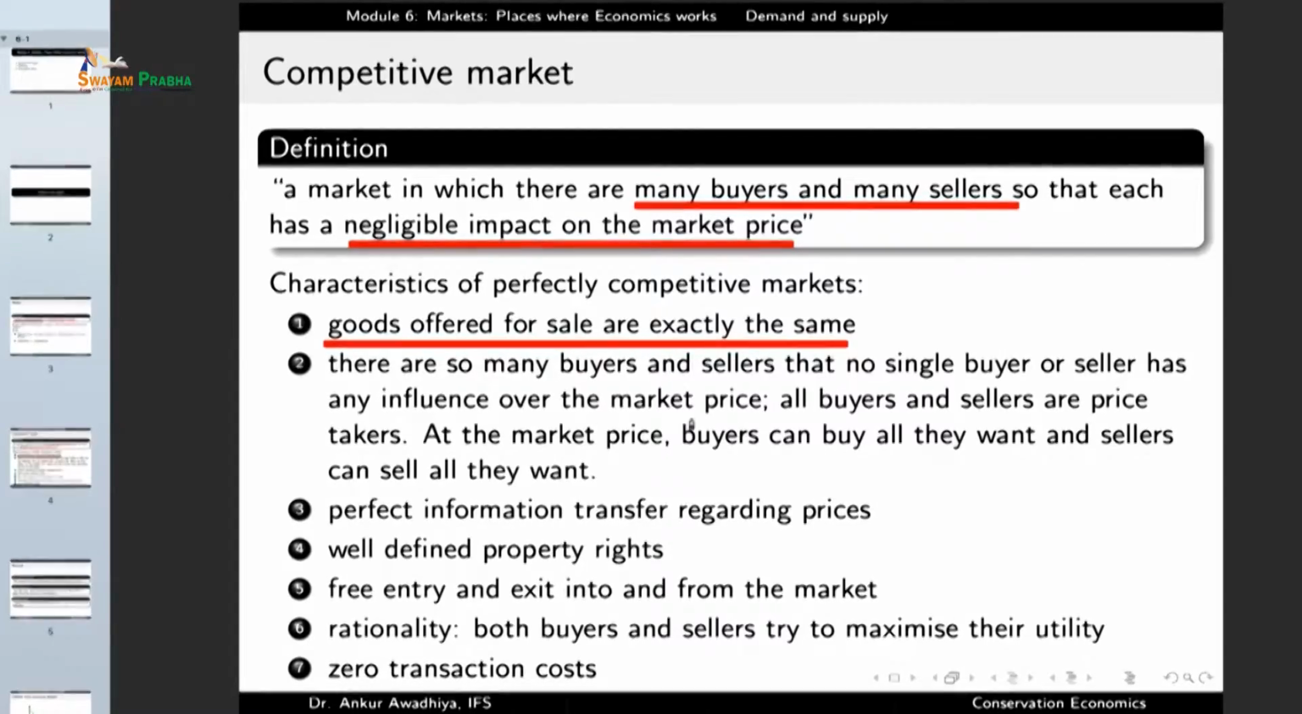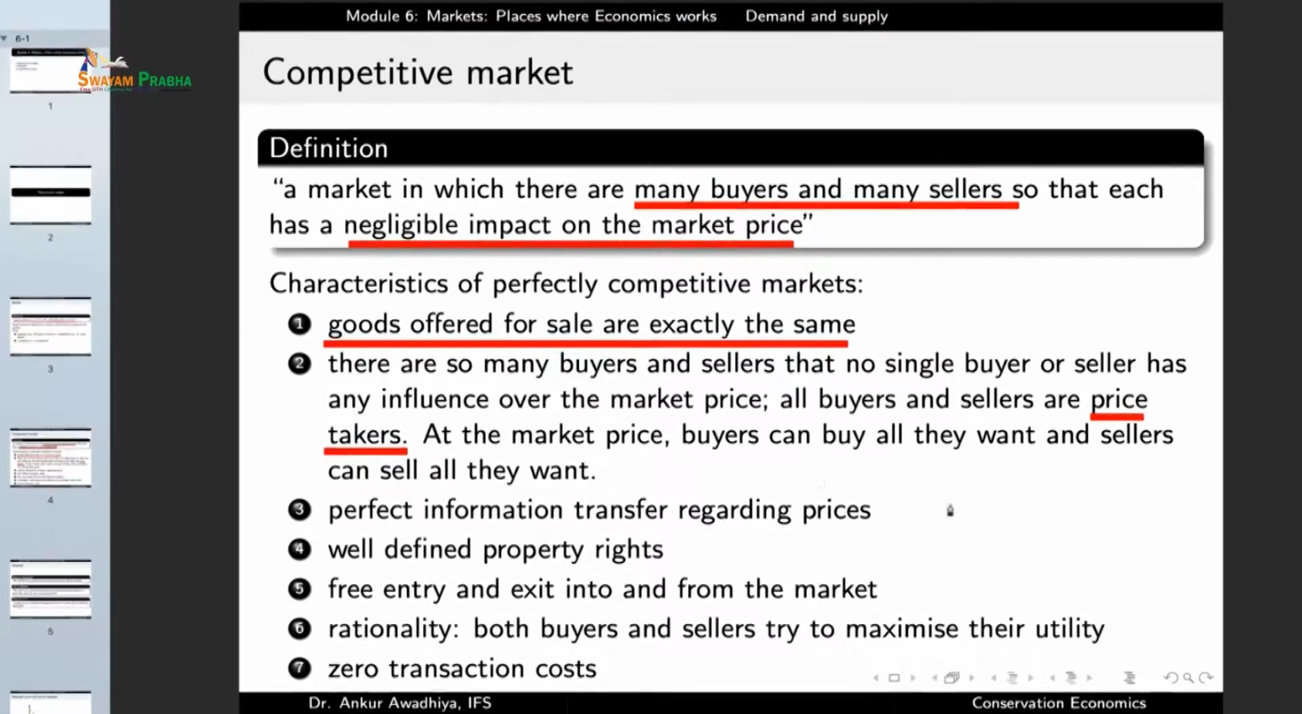Then there are so many buyers and sellers that no single buyer or seller has any influence over the market price, and all buyers and sellers are price takers. Now, what do we mean by price takers? It means that at the market price, the buyers can buy all they want and the sellers can sell all they want.